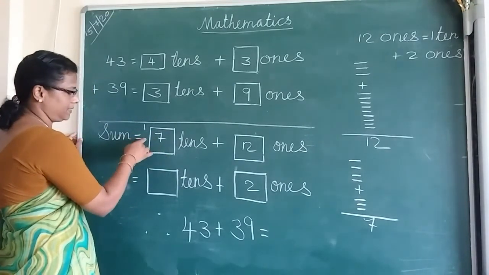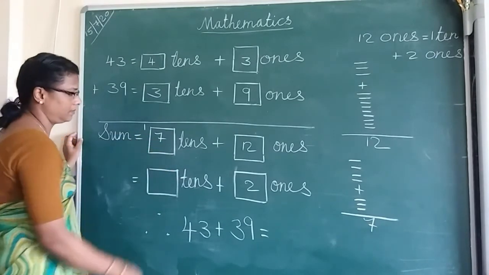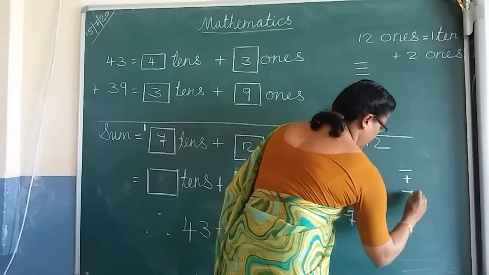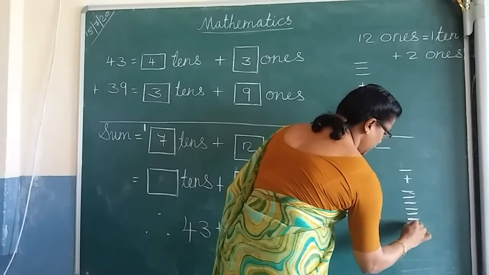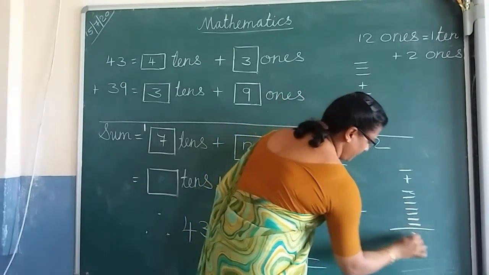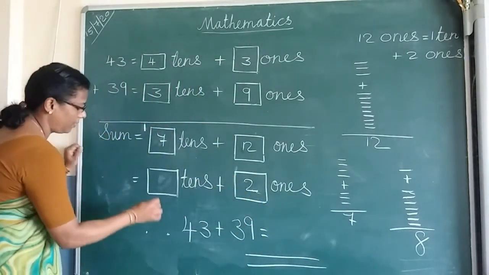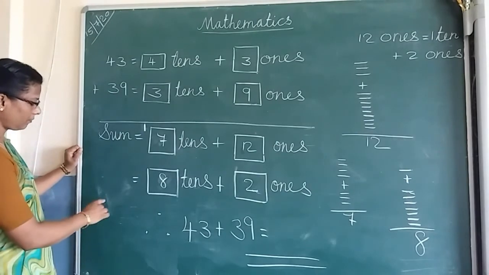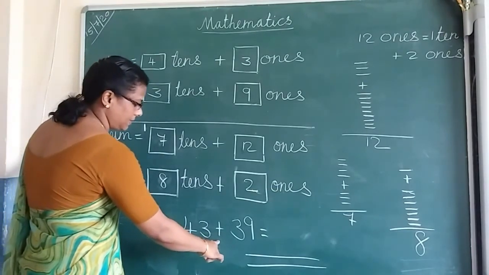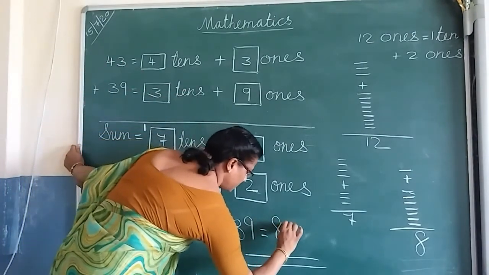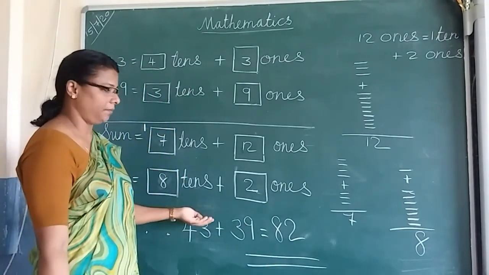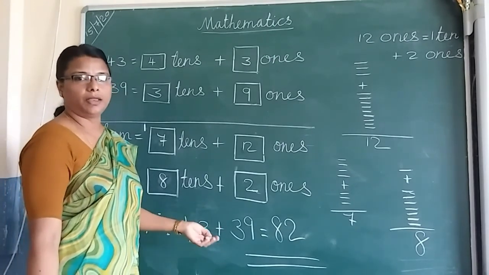Now we add the 10's place. 1 plus 7, sorry, 1 plus 7. 1, 2, 3, 4, 5, 6, 7, 8. We got 8. Write 8 in tens place. 8 tens plus 2 ones. Therefore, 43 plus 39 is equal to 82. Sum 82. What is sum? The answer in addition is called sum. You solved all the problems in page number 49.